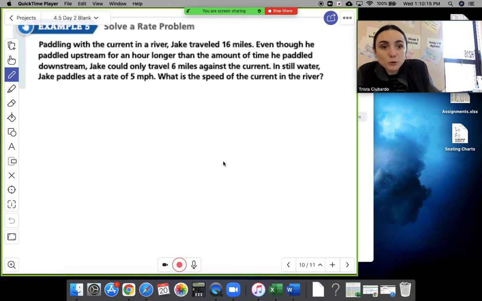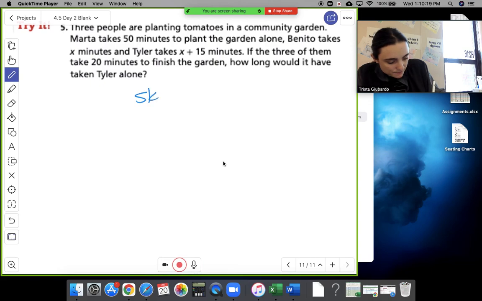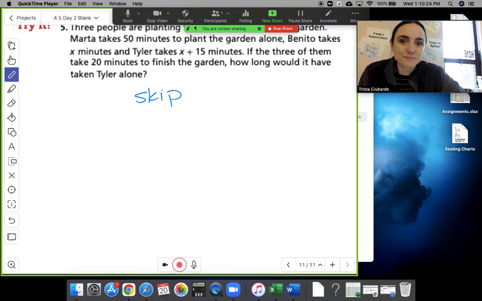And then these are more word problems. Skip it, and we're done. And that is it for chapter 4. Get out of here.